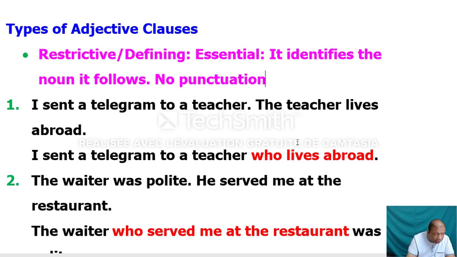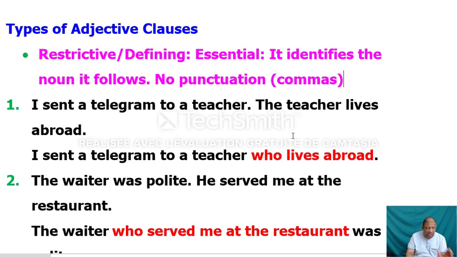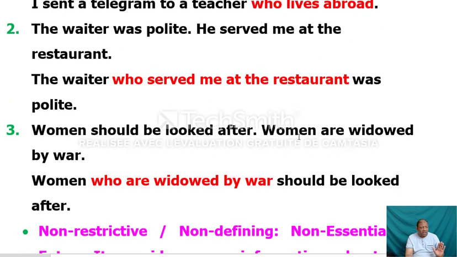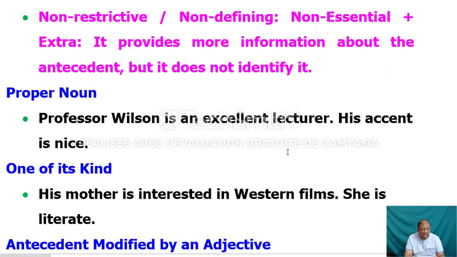Why? Because the relative clause or the adjective clause is obligatory, is necessary in order to complete the meaning. No punctuation, no commas. Now we move to the second type. The second type is non-restrictive, which is non-defining, and therefore it is non-essential. It is extra. We can take it out, we can omit it, and then no difference concerning the meaning. The relative clause here, if it is omitted, is not going to affect the meaning of the whole sentence.